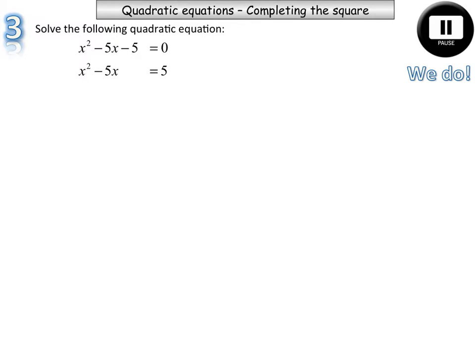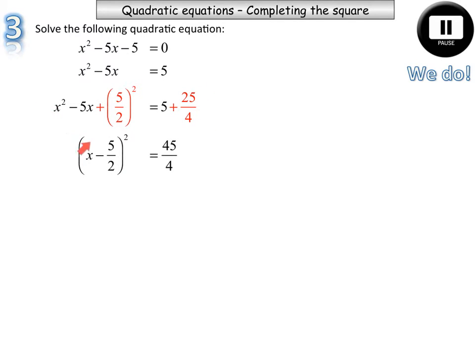Alright, step 1, get the 5 to the other side, or sorry, negative 5 to the other side, which becomes a positive 5. And then this one here is an odd number, so when we halve an odd, you get a fraction. So this becomes half of 5, which is 5 on 2. Then we square it. 5 on 2 squared is the same as 25 over 4.